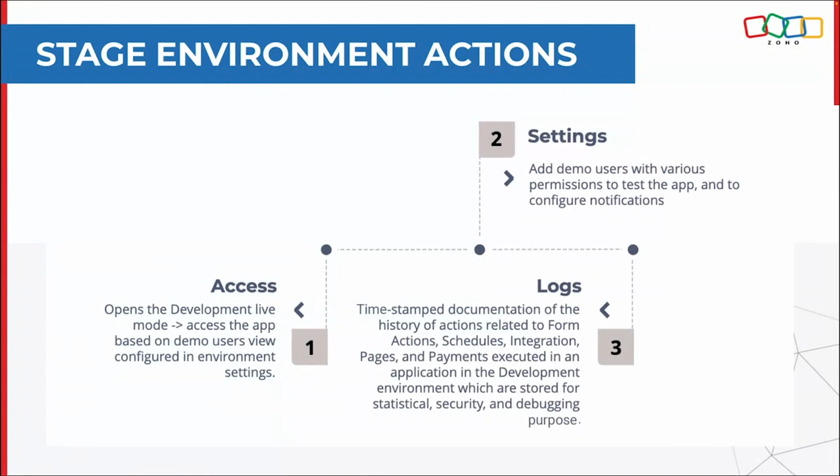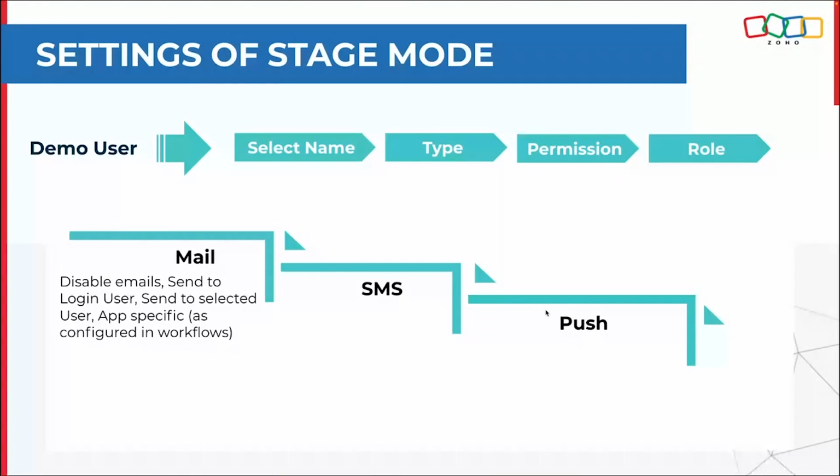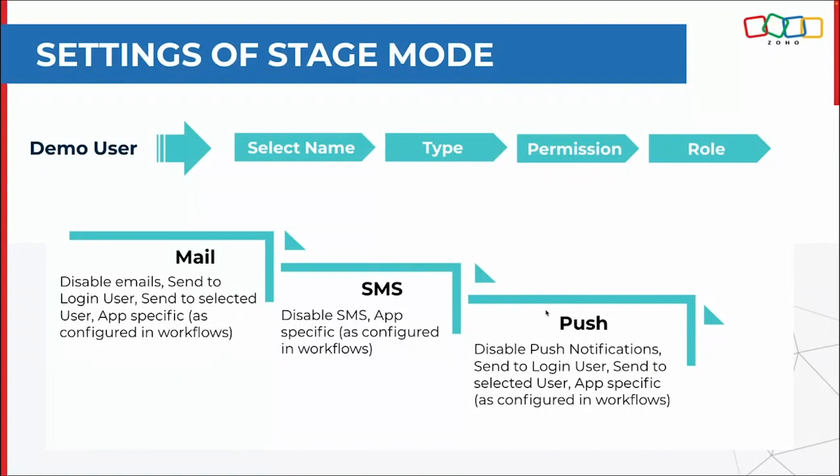which leads us to the documentation of the form action schedules and so on. And similarly, for the settings of stage mode, we have the demo user creation, where we select the name, select the type of user, select the permission set, and select the role. And similarly to the development mode of the app, we can set the email notifications to disable the emails, send them to the login users, or leave it as app specific. And for SMS, we have the disable SMS and app specific configurations. And for push notifications, we have all the options similar to the email notifications.